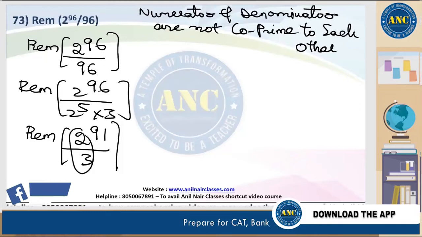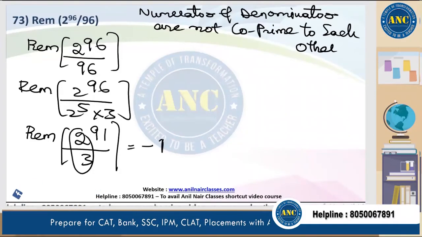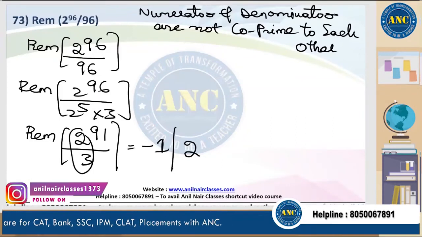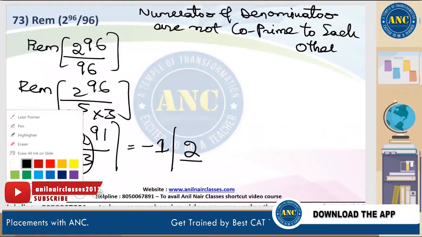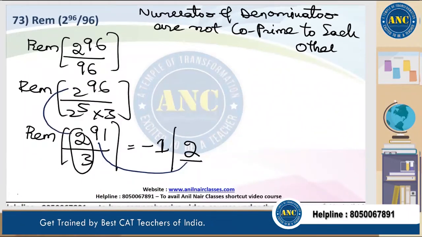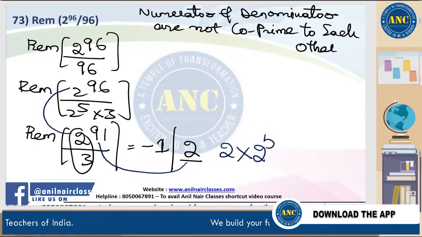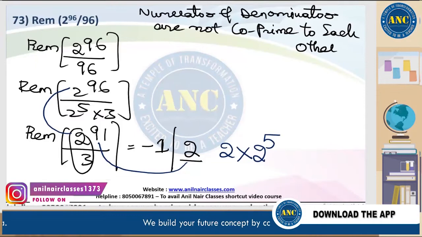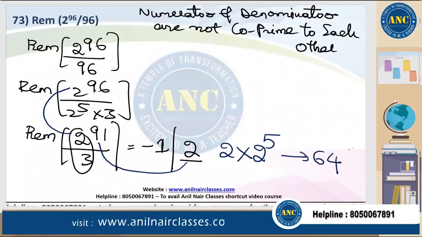2 divided by 3. 3 ones are 3, remainder -1. -1 power odd is -1. -1 means positive remainder is 2. 2 is for 2 power 91. But I want for 2 power 96. So again 2 power 5 should be multiplied. I got 2 for 2 power 91, but I need for 2 power 96. 32 into 2, answer is nothing but 64.